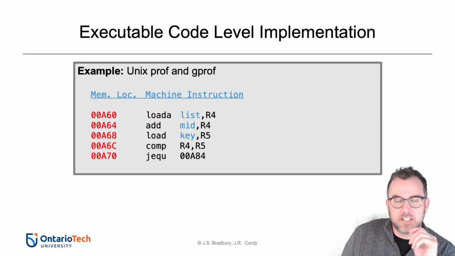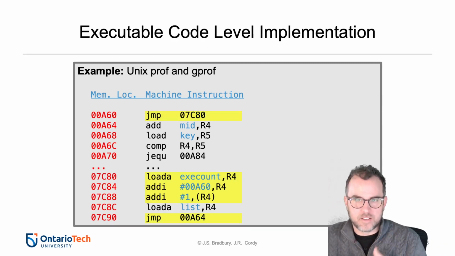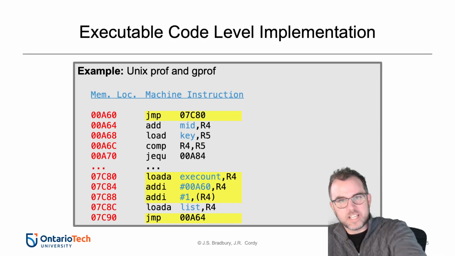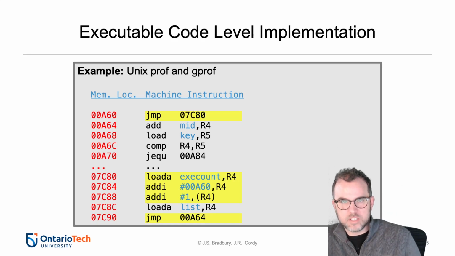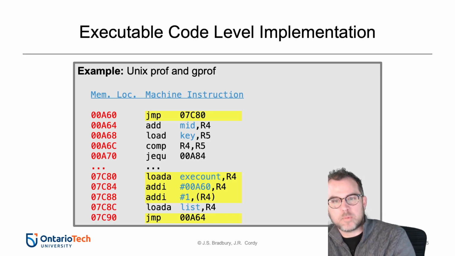Remember, if we go back and look at line 00A60, that line there is load A list R4. Instead, what we do now is at the end of our code, after all the memory addresses, so we're not messing anything up, we do a jump to late in our code, right? We load up the execution count. We add one to that index. And then we actually execute the statement we were going to execute originally. Then we jump back to the next line.